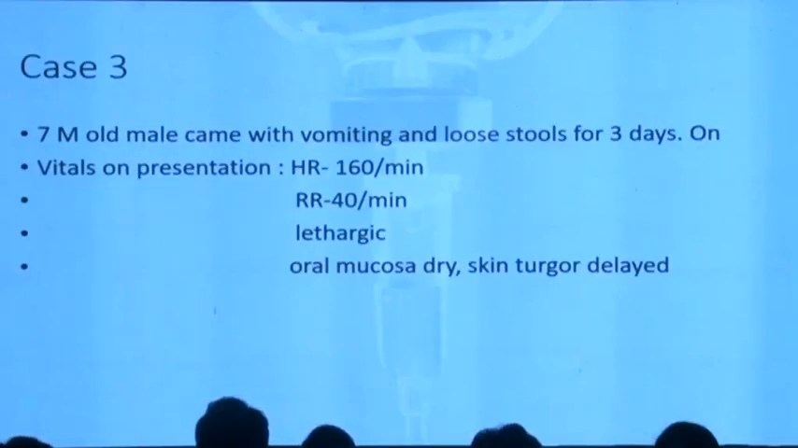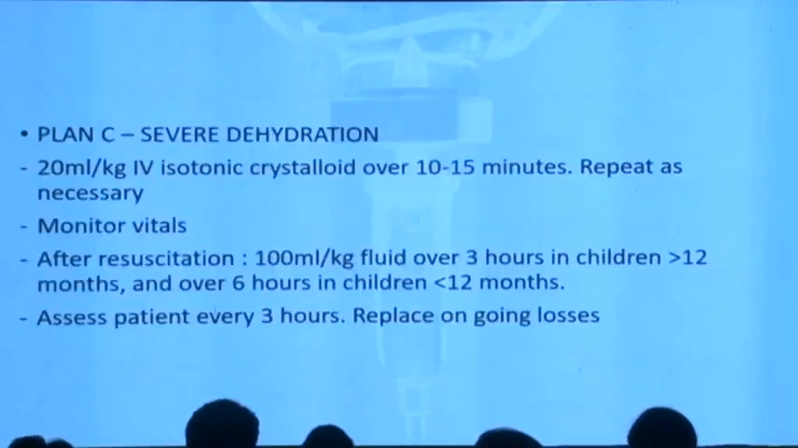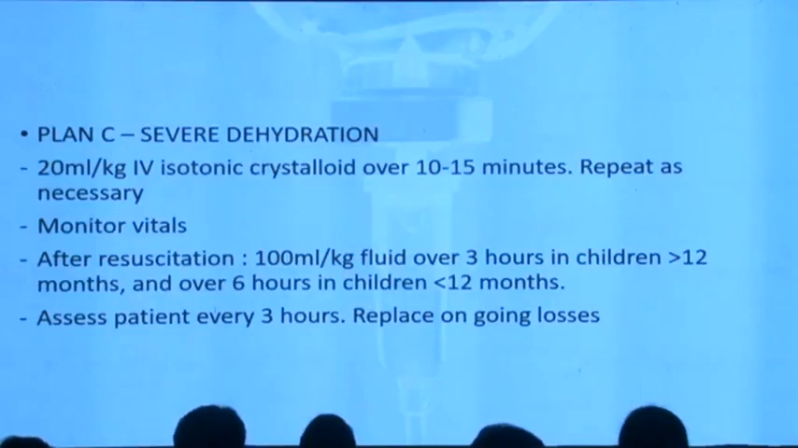Now the third case. A 7-month-old male came with vomiting and loose stool, and he was a case of dehydration. He was tachycardic, tachypneic, lethargic, skin pinch was delayed, oral mucosa was dry. So we all know the WHO plan for severe dehydration. If the child is in shock, he is having low BP, then you give a bolus. And otherwise, you give resuscitation fluid of 100 ml per kg over 3 hours if the child is more than 1 year, and over 6 hours if the child is less than 1 year.